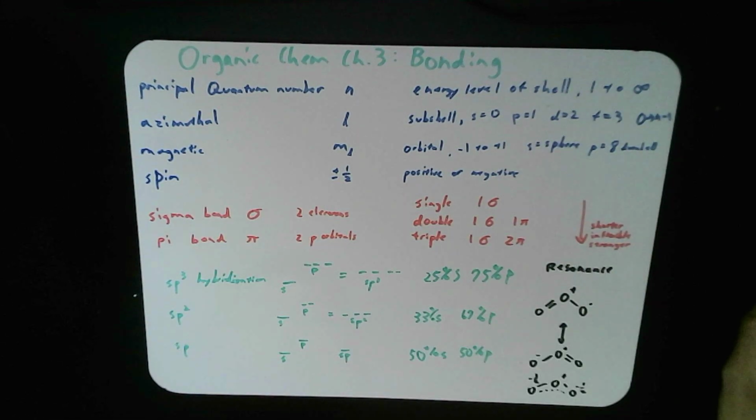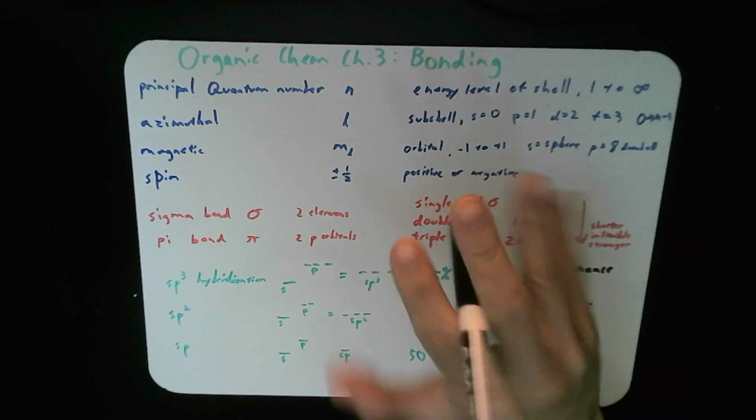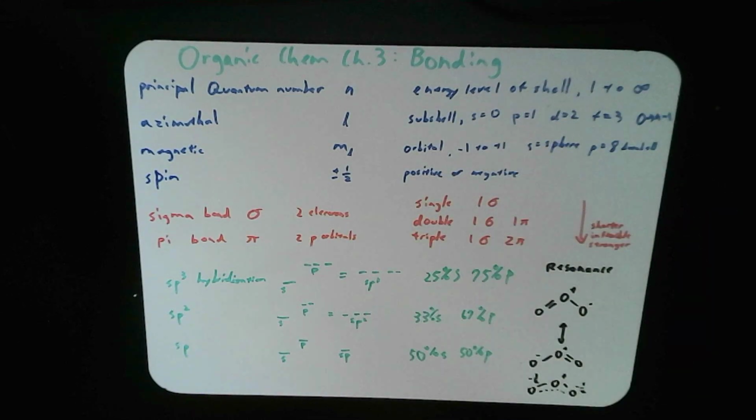And finally, we have the spin. The spin quantum number describes whether it's positive or negative spin. It spins in one direction or the other direction.